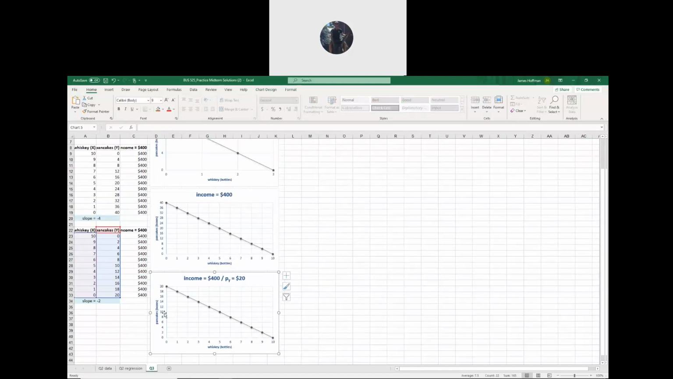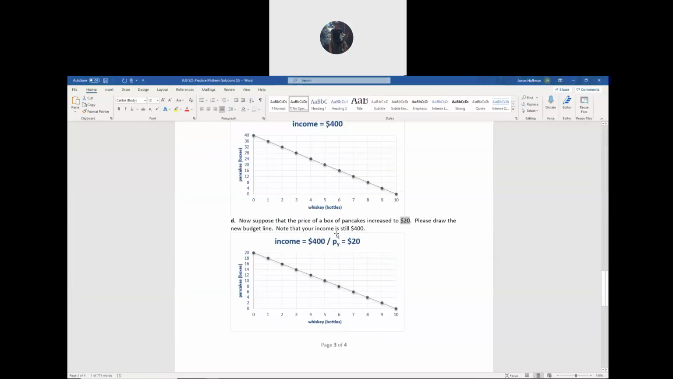And so now the total number of pancakes you can buy is 20 boxes, and the total number of whiskey bottles you can buy didn't change, but the combinations did. So because of the price increase, this shifted down. You could buy less, and the new budget line becomes the intercept of 20 and 0 there, and the other intercept is the same, but the combinations that hit your budget line are different. Okay, so this one plots those new combinations where we had both the income increase to 400, but also the price increase of pancakes to $20.